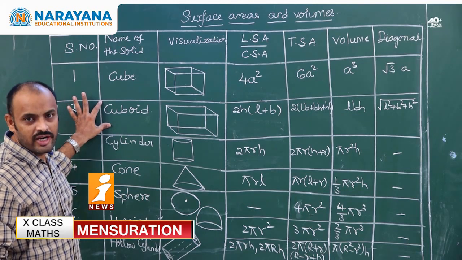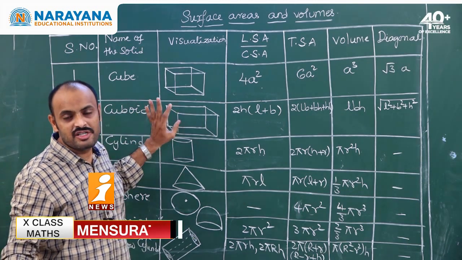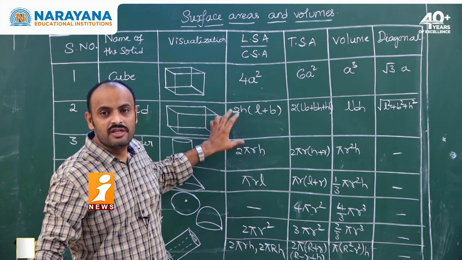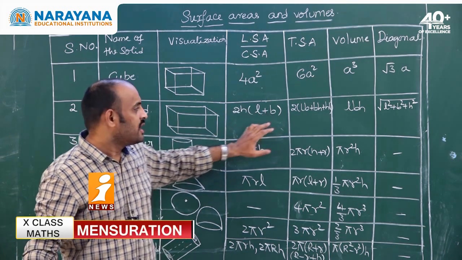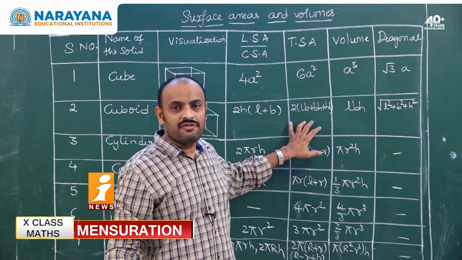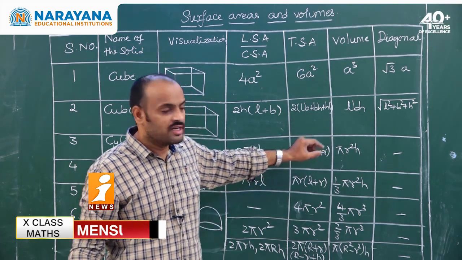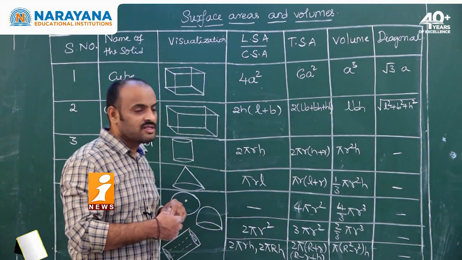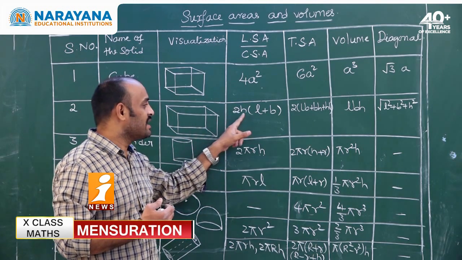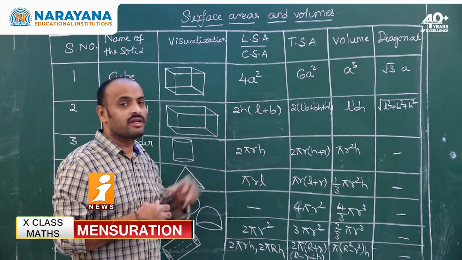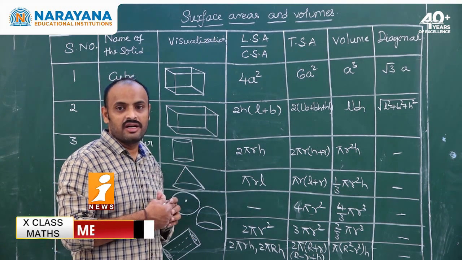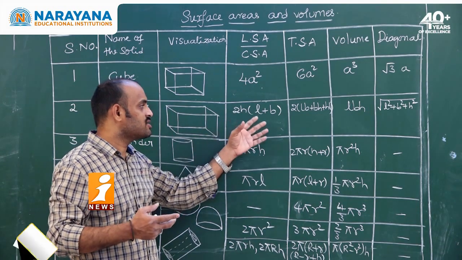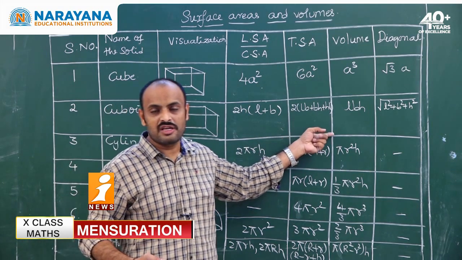Next comes cuboid. This is the shape of the cuboid, which has 6 faces, 8 vertices and 12 edges. Lateral surface area is 2h into (L plus B), and total surface area is 2 times (LB plus BH plus HL). Its volume is LBH, and the diagonal is under root L square plus B square plus H square. What is L here? Length. What is B here? Breadth. What is H here? Height.